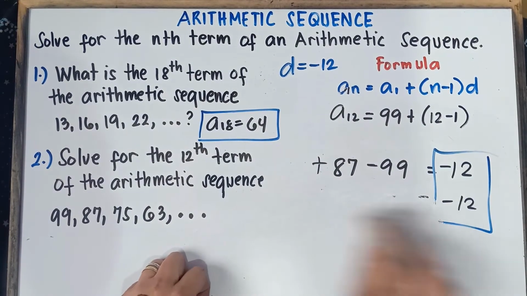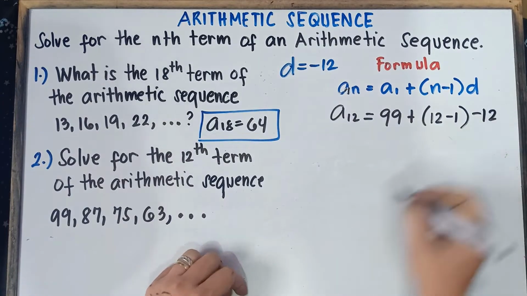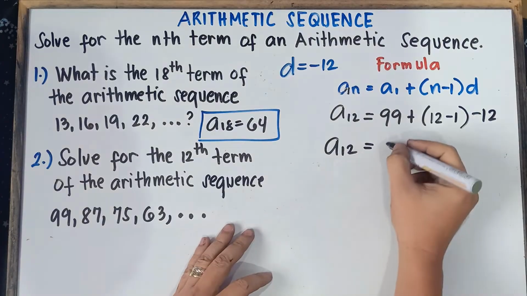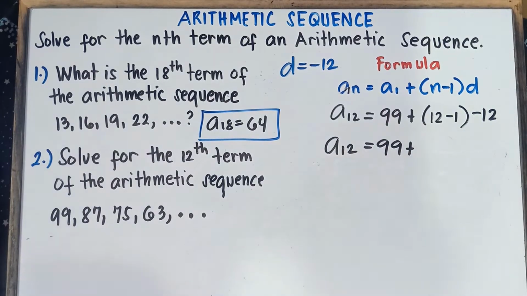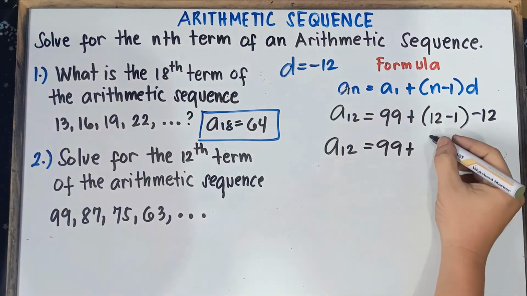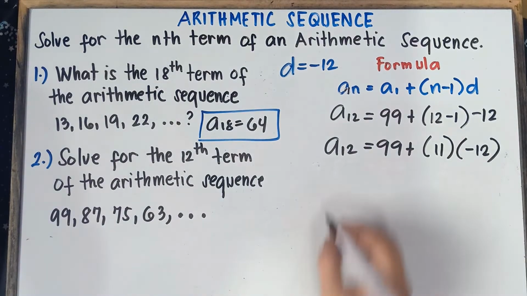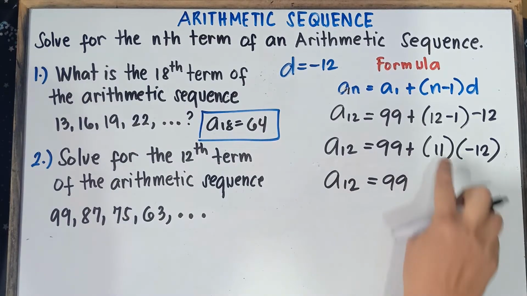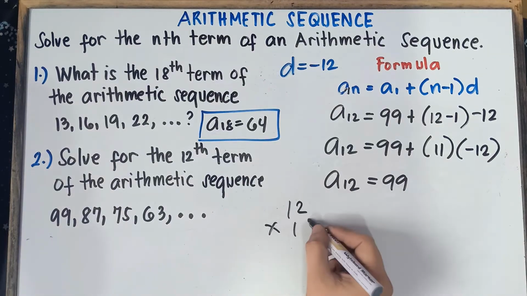Alright, so therefore, multiplied by negative 12, so this will be a sub 12, the 12th term is equal to 99 plus 12 minus 1. What's the answer, class? That's correct, that would be 11, so 11 times negative 12. Alright, so a sub 12 equals, copy 99, multiply this one, 11 times 12, so 12 times 11.